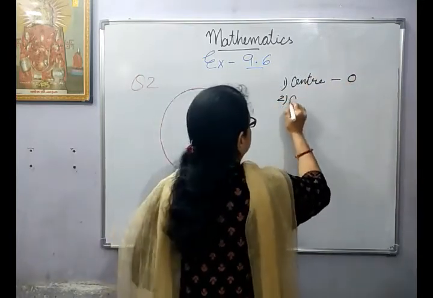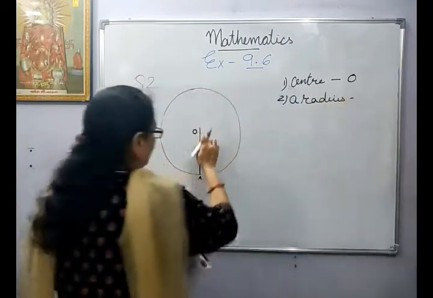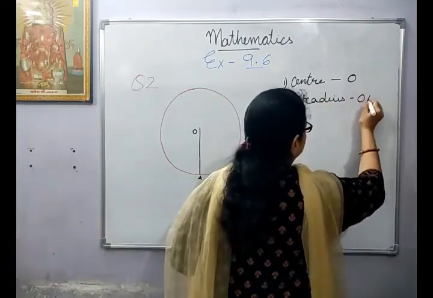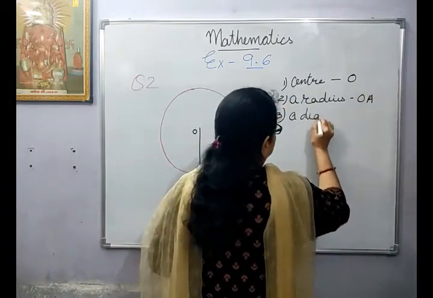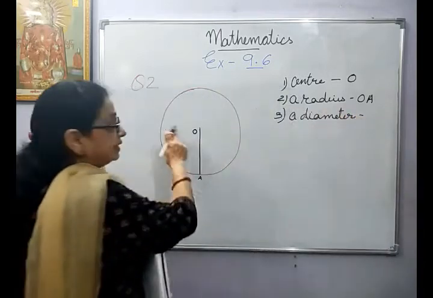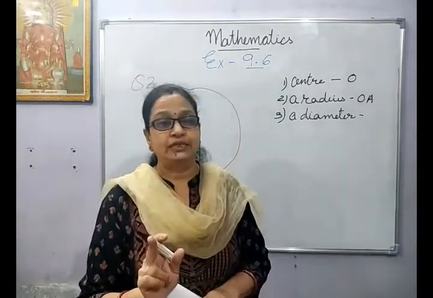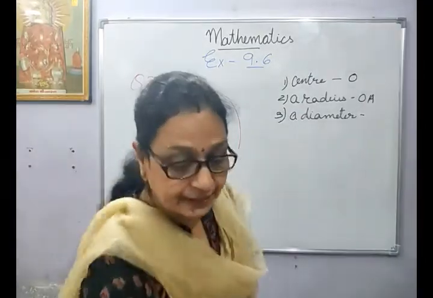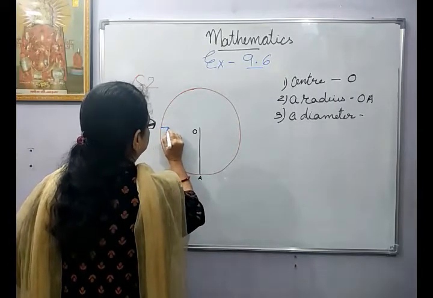Second, they have asked a radius. So OA is your radius. Then third, a diameter. Now diameter is any line joining two points on the circle but passing through the center. That is a fixed thing. A diameter should always pass through the center.